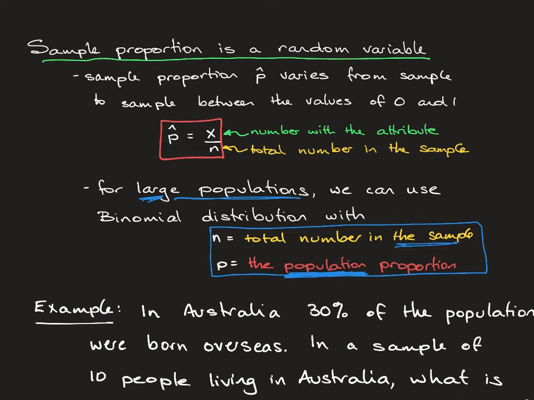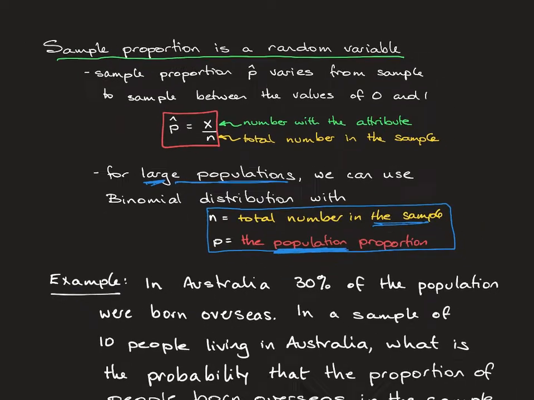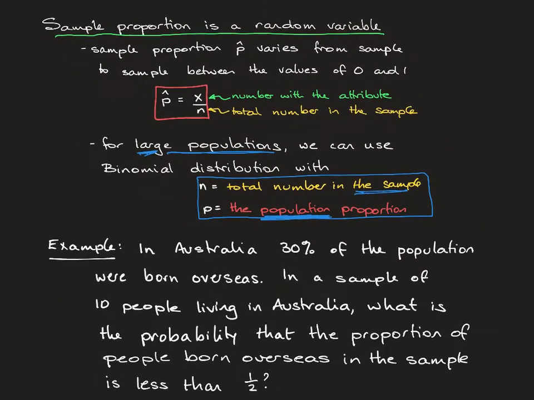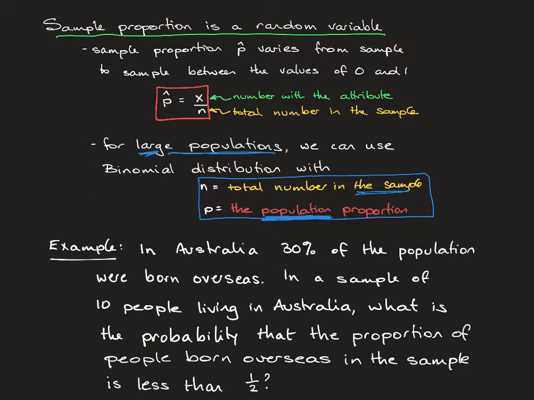Anyway, let's have a look at another question. We're going to look at this question here about the number of people that are born overseas. So in Australia, 30% of the population were born overseas. Now, that's slightly higher than what it is. I think it's 29.8 as at June 2021. So we'll round it to 30%.